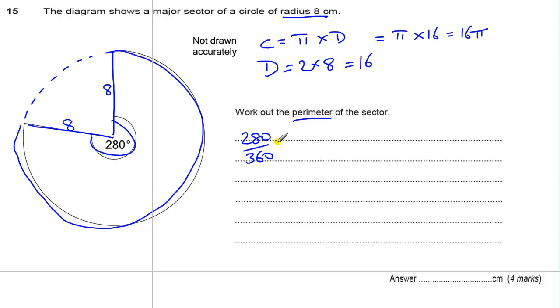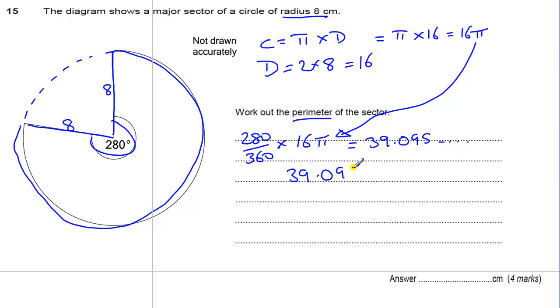And we want that fraction of the whole circle, which is 16 pi, which we calculated up there. And if we multiply all that together, we get a value. If we put it on the calculator, it will give you 39.095 something. Okay, so that's this arc around the outside, and to finish it off we must add on the 8 and the 8.